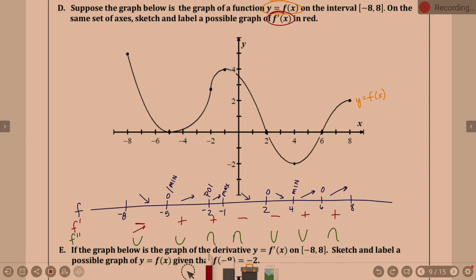Okay, so negative 5 to negative 2. Since this is concave up, that also means that my first derivative is increasing. Between negative 2 and negative 1, concave down means my derivative is decreasing. Negative 1 to 2, decreasing. 2 to 4, increasing. 4 to 6, increasing, because those are concave ups. Concave down, decreasing. And what I'm trying to do there in the red, that's what we're getting ready to put on the graph.